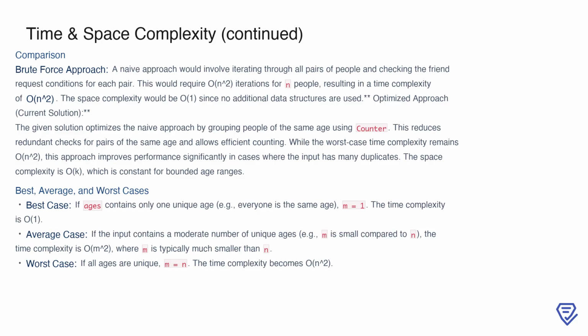The space complexity is O(k), which is constant for a bounded range of possible ages. Considering different scenarios, the best case occurs when there is only one unique age in the input, making m equal to 1 and the time complexity O(1). In the average case, if the input has a moderate number of unique ages, the time complexity becomes O(m squared), where m is generally much smaller than n. Finally, in the worst case, where all ages are unique, m equals n and the time complexity is O(n squared).